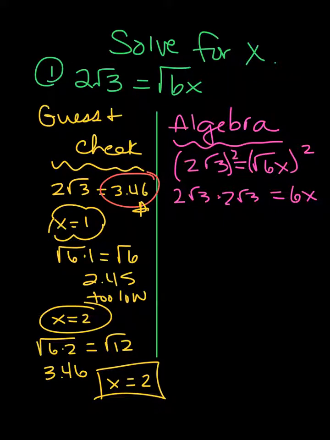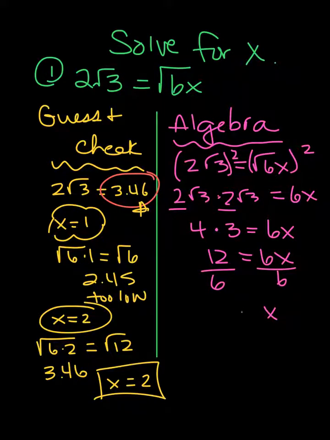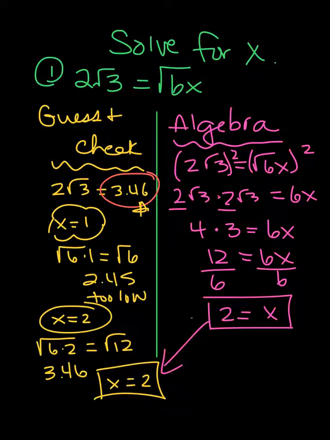So now I need to simplify the left-hand side. 2 times 2 gives me 4, times the square root of 3 times the square root of 3 gives me 3, is equal to 6x. So I have 12 is equal to 6x, divide both sides by 6, and x is equal to 2. So as you can see, it doesn't matter which method I use, my final answer is going to be x is equal to 2. Now the great thing about these problems is I can check it.